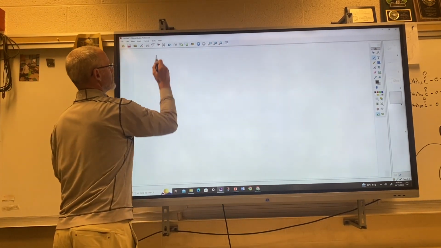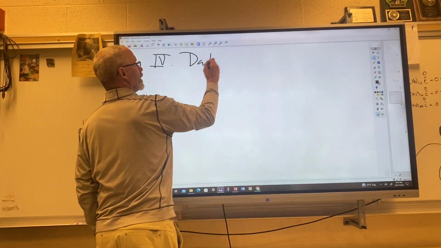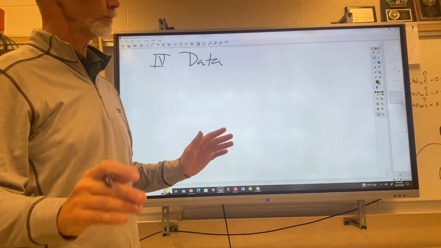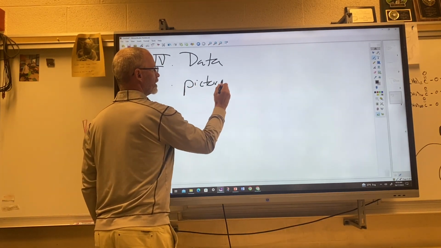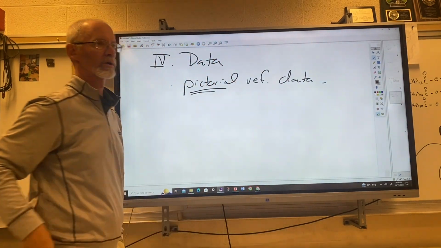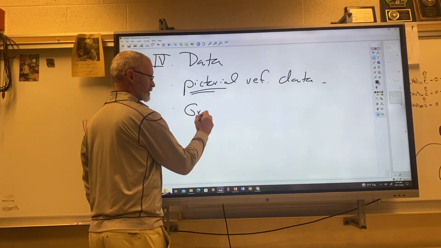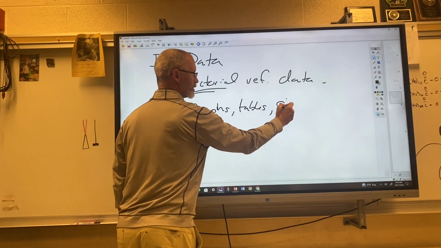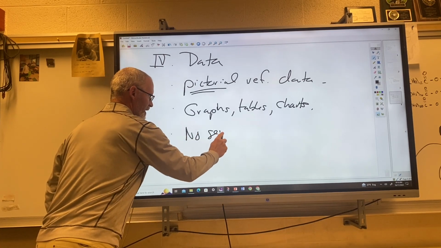All right, now here comes the most important part. 4 and 5. 4. This is the data section. Does anybody remember what was the only thing we wrote here the last time? See attached forms. No, can't do that anymore. The data section is a pictorial reference of the data. Pictorial. Therefore, the only thing allowed in the data section are graphs, tables, and or charts. No sentences.